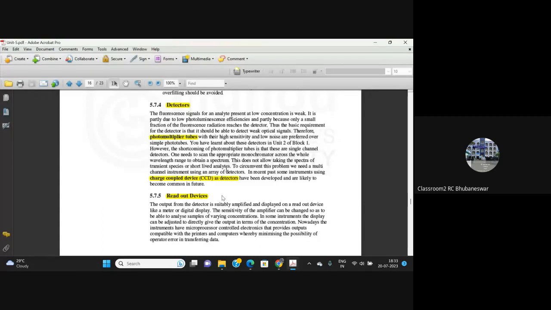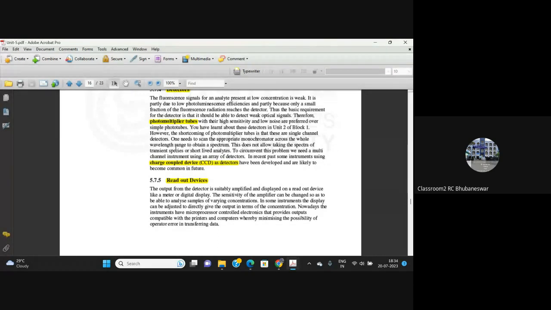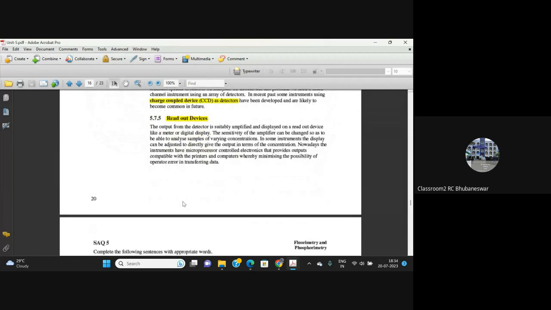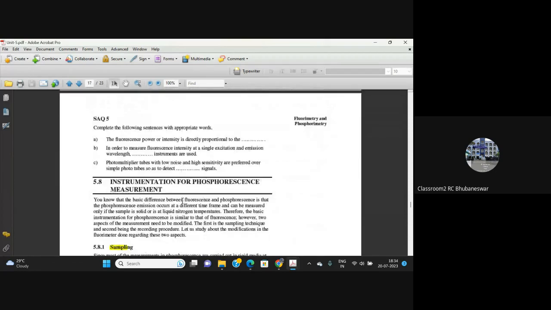There is a detector which is almost inside the fluorimeter. It has a photomultiplier tube, which amplifies the signal. Then you get the signal in the readout device, and that is the simple thing.